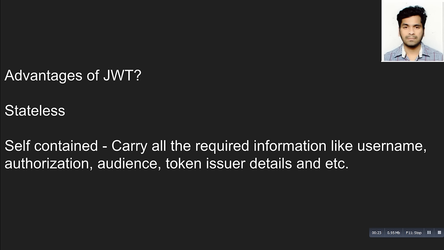Advantage of JSON Web Token. JSON Web Token is shortly called JWT and it is primarily stateless and self-contained. When I say self-contained, it means it carries all the required information like user name, subject, audience, token issuer details, etc. What is an audience? An audience can be anything, a browser, a mobile device, etc.